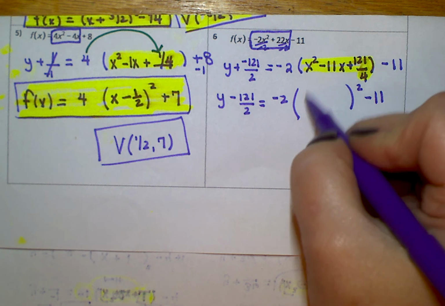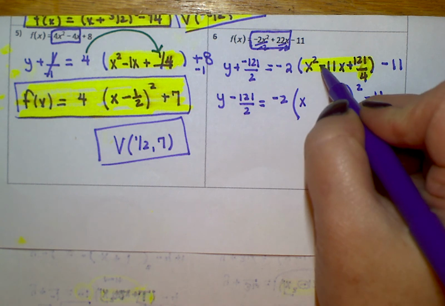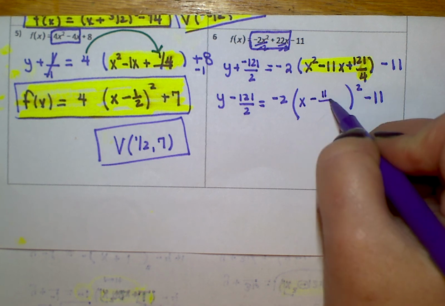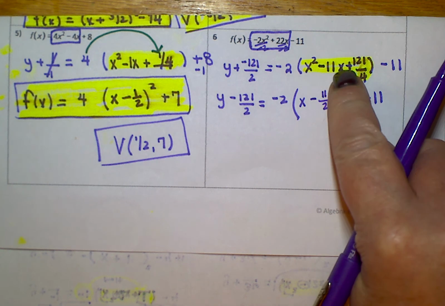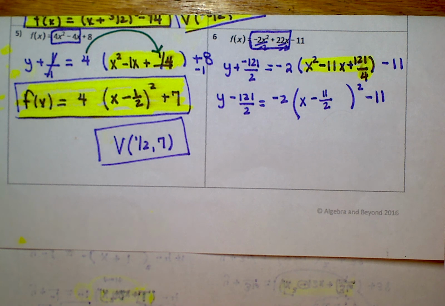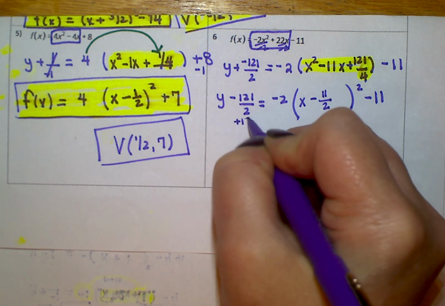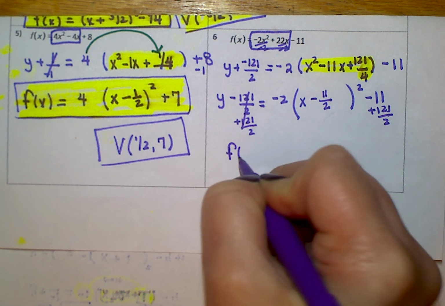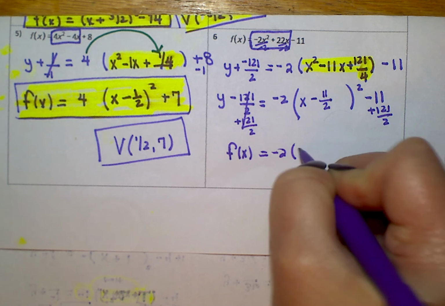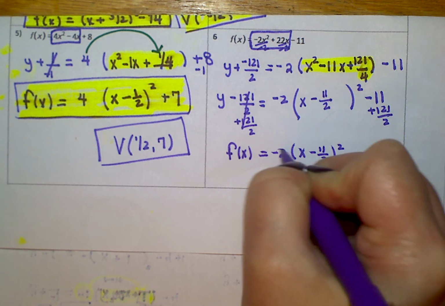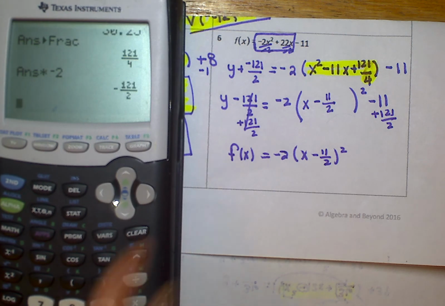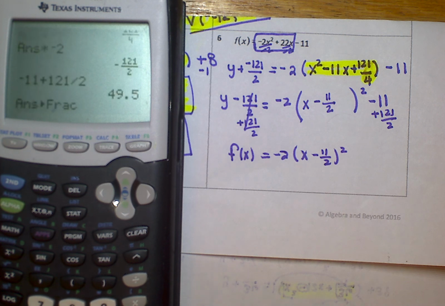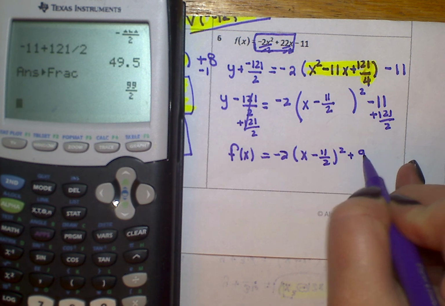Okay, so your square root of x squared is x. You keep that sign. The square root of 121 is an 11. The square root of 4 is 2. So remember, it's where we took half of that number before we squared it. Now we're going to add 121/2 to the -11. I'm going to change that to the f of x. And that gives me 99/2.